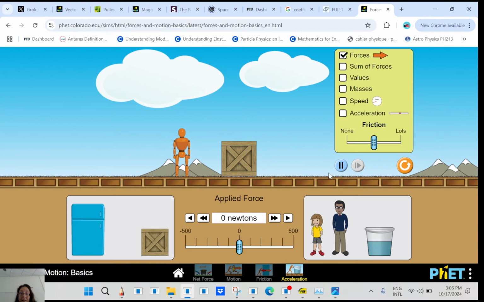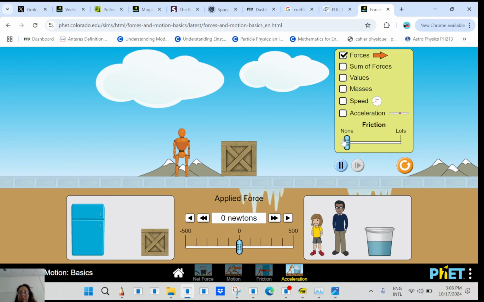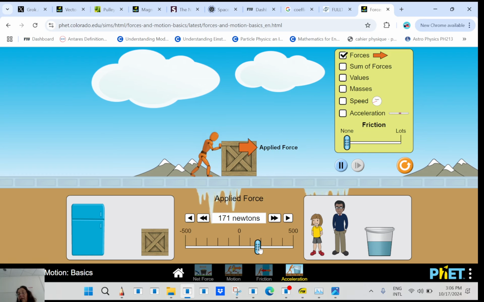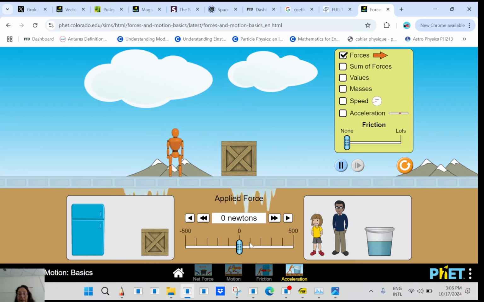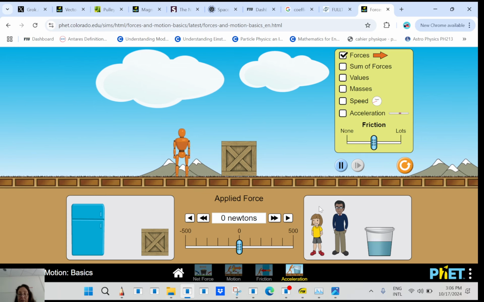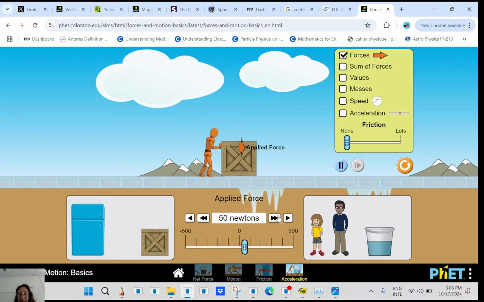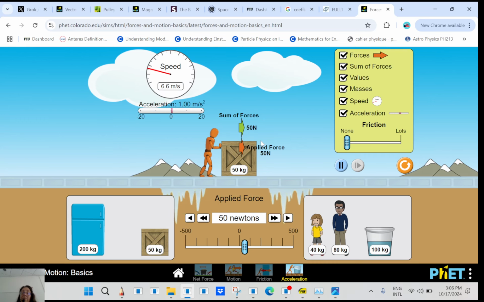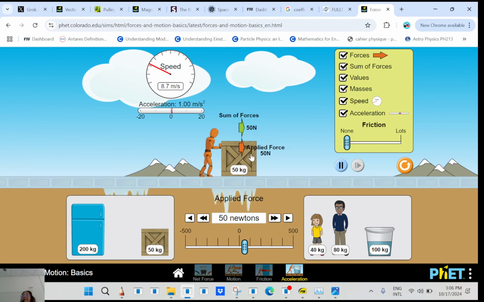Okay, I'm going to remove the friction. I'm going to push. It still has some inertia, right? Now, I'm not going to do it this way. I'm going to remove the friction. Okay, so I'm pushing with a constant speed, constant force. Do you see that?